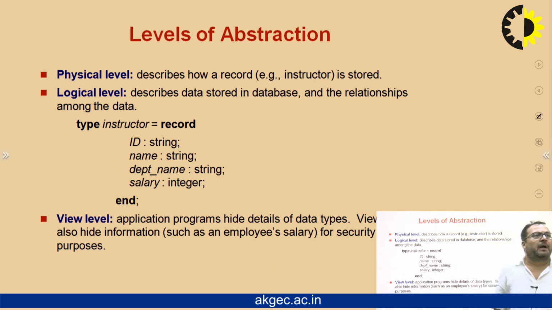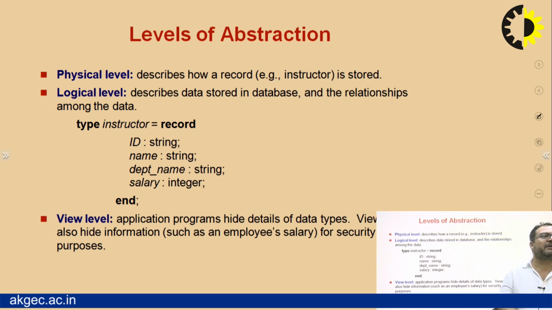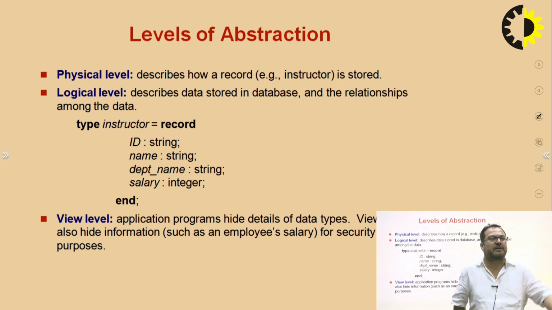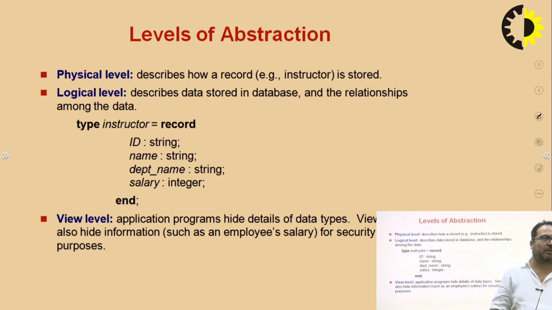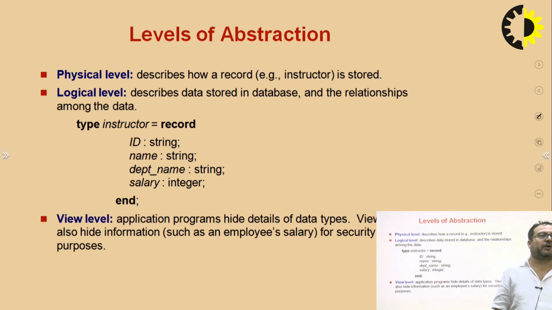Level of abstraction. What is abstraction? Abstraction is basically the act of representing essential features without including the background detail. Here we can see the database abstracts data in these forms: physical level, logical level, and view level. What is the physical level? The physical level discusses how the data is going to be stored, how a record is stored, that is, how the data is organized and stored on the hard disk.